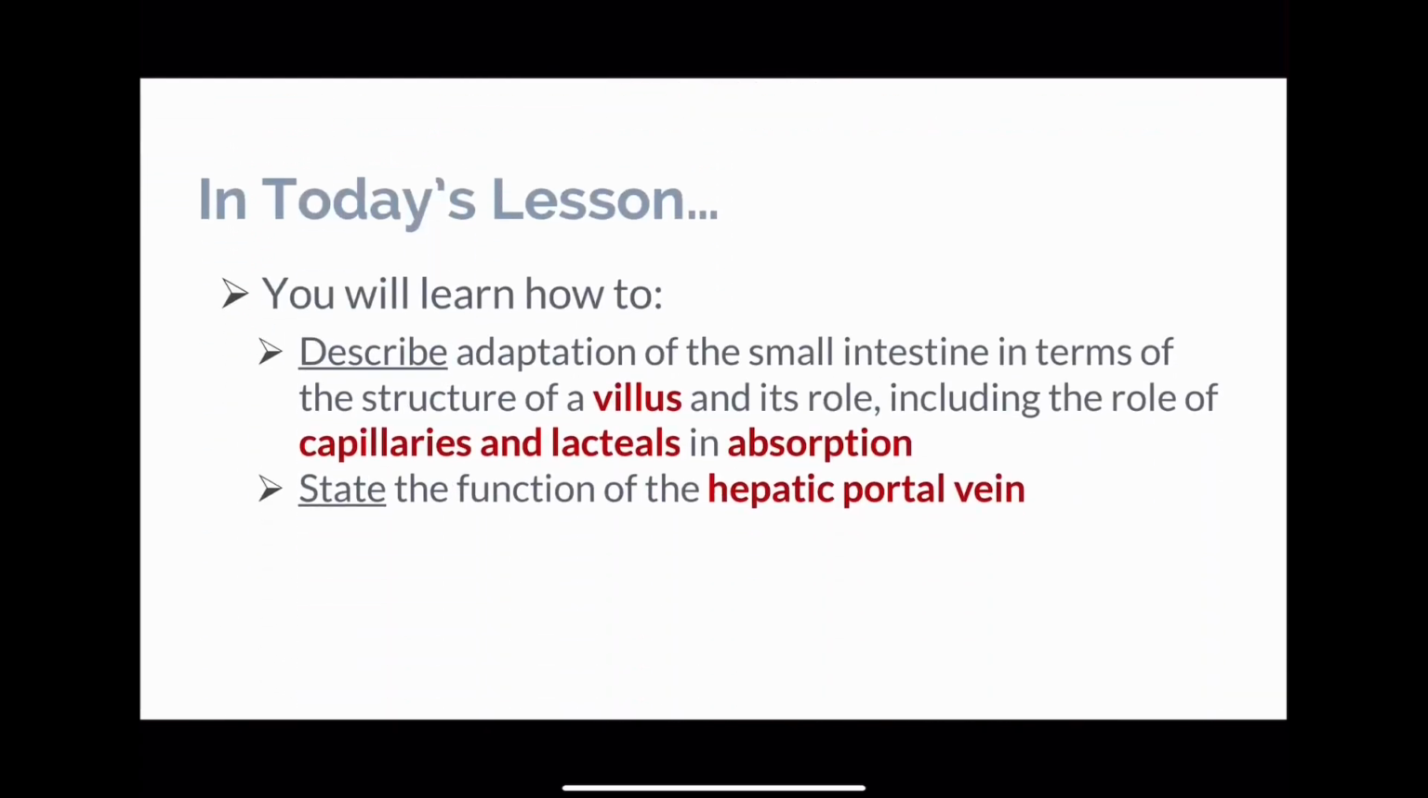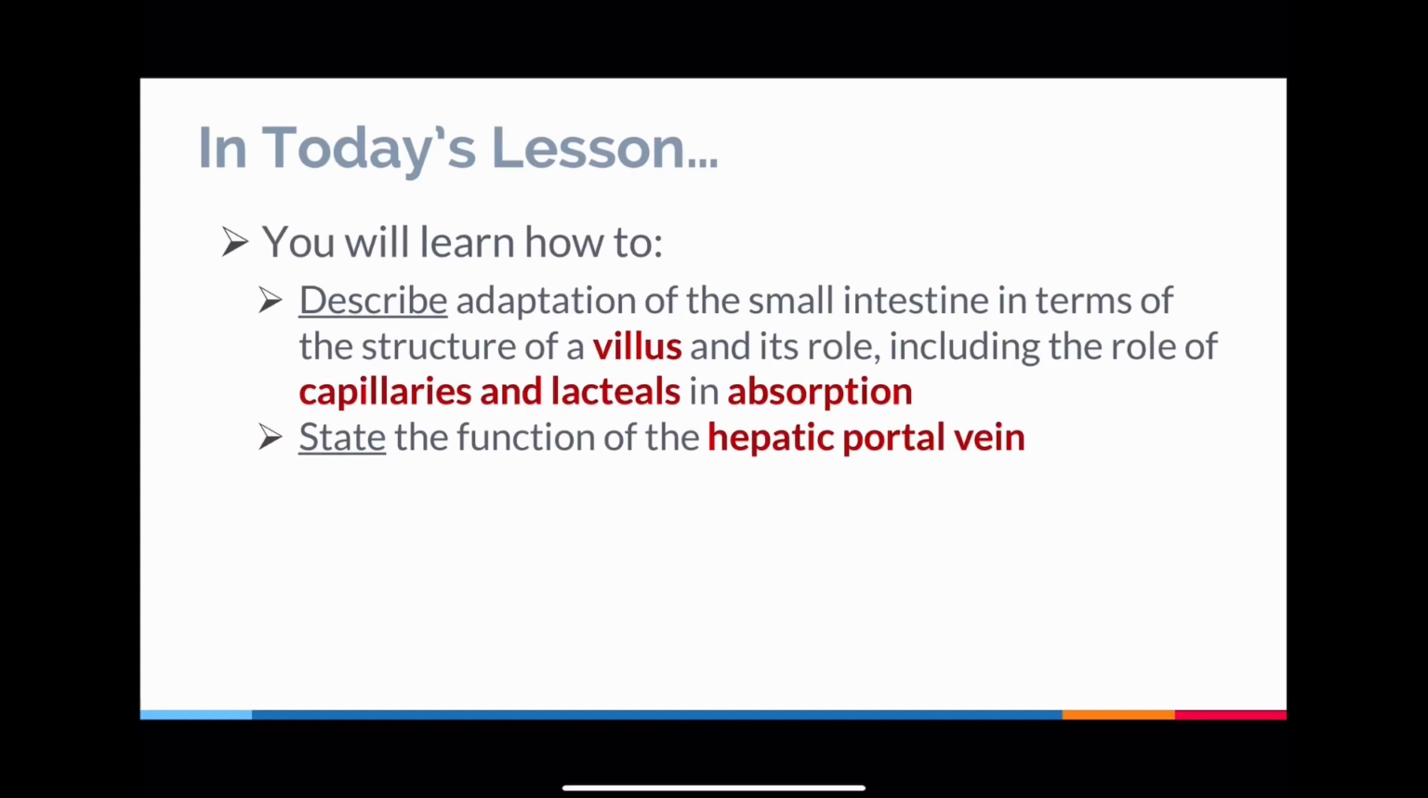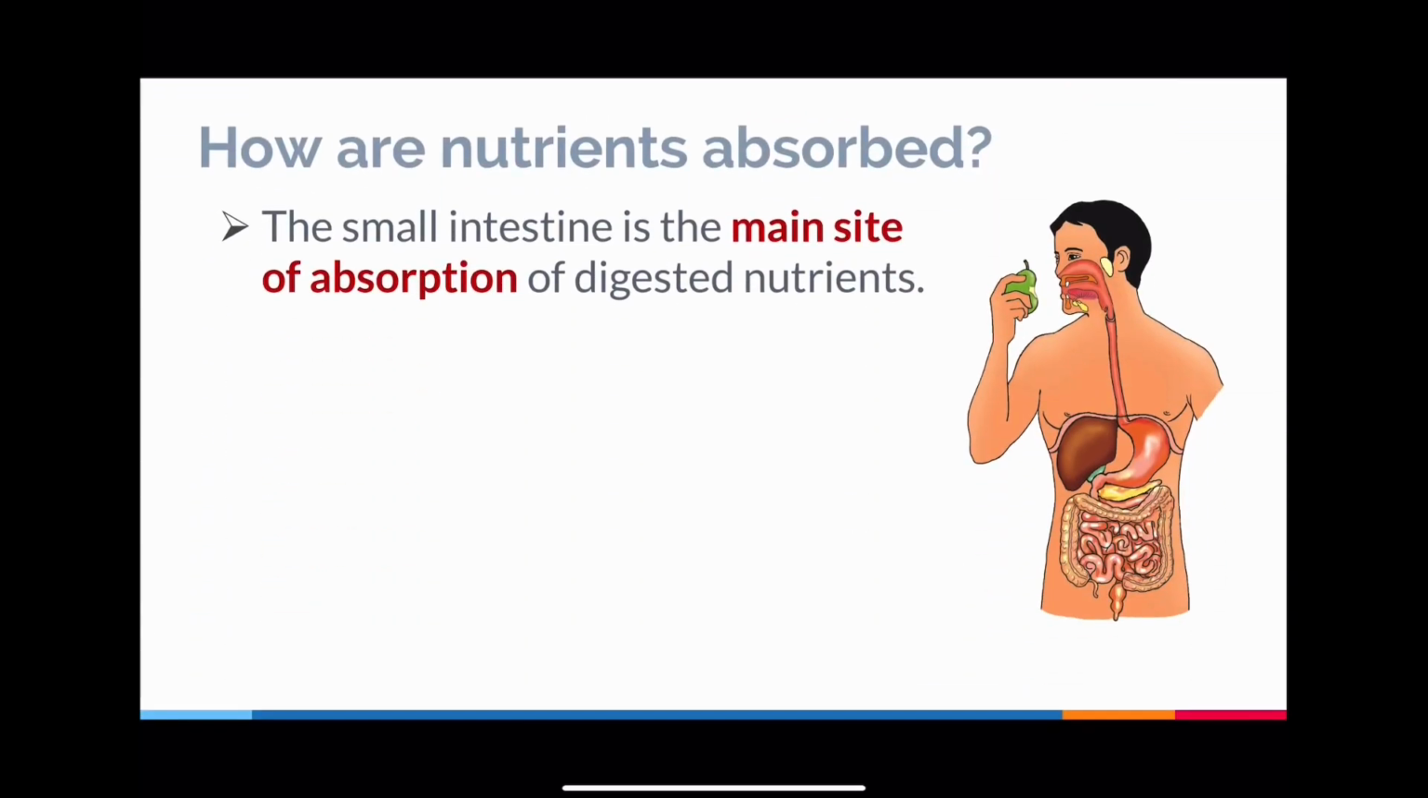So the next process that happens after digestion is what I call absorption. So how exactly are nutrients absorbed? The small intestine is the main site of absorption of all digested nutrients. Most of the digested nutrients will flow through the entire alimentary canal, and eventually at the small intestine, that's when absorption happens.